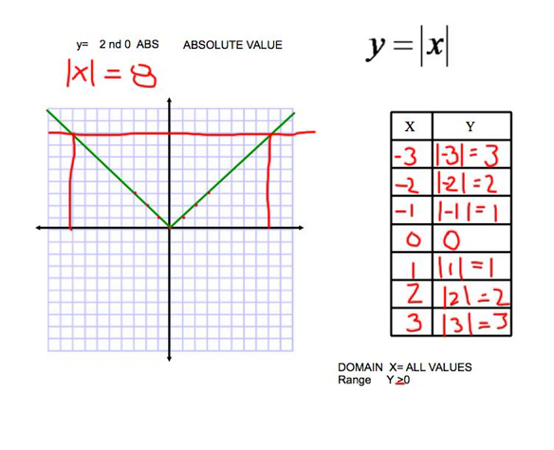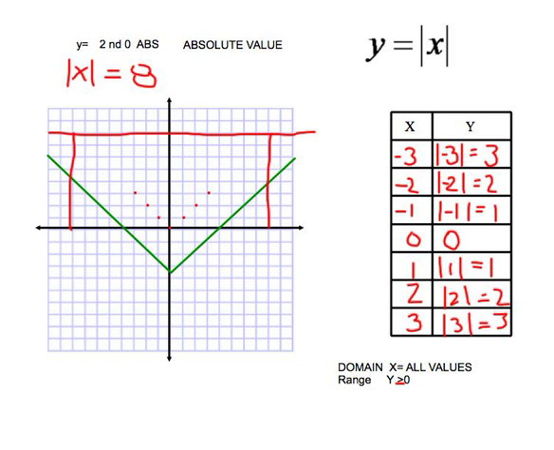Now, translating the absolute value is exactly the same as if you were translating a parabola or a line. If I wanted to move the graph left and right, I would replace x with an x minus h, h being however many units you want to move left and right. All right. And if I want to move this absolute value function up and down, that would be the same thing as adding the k value at the end of my function.